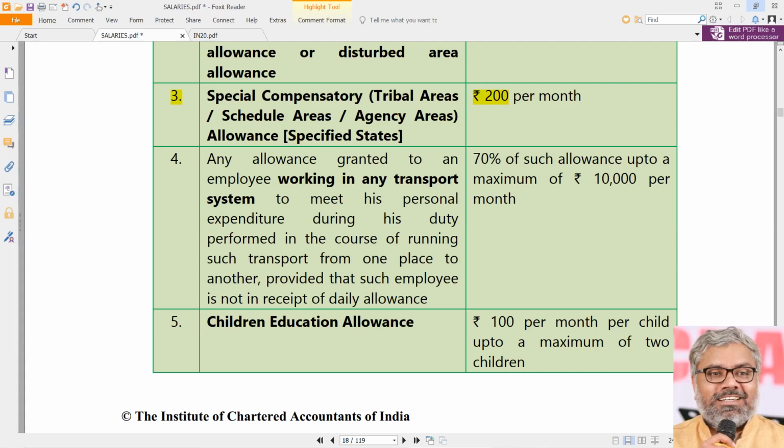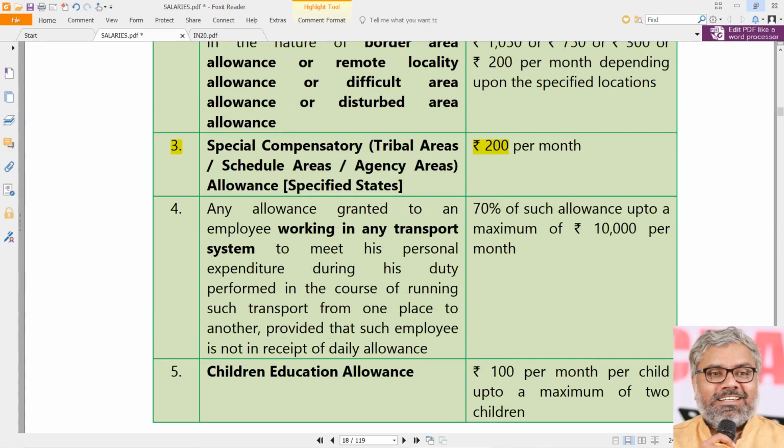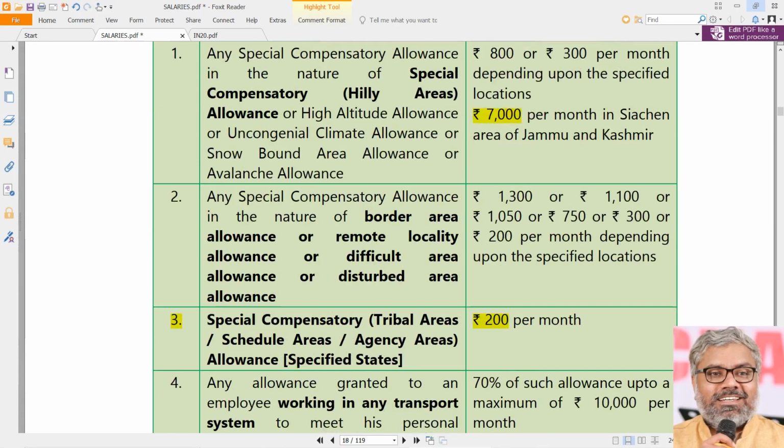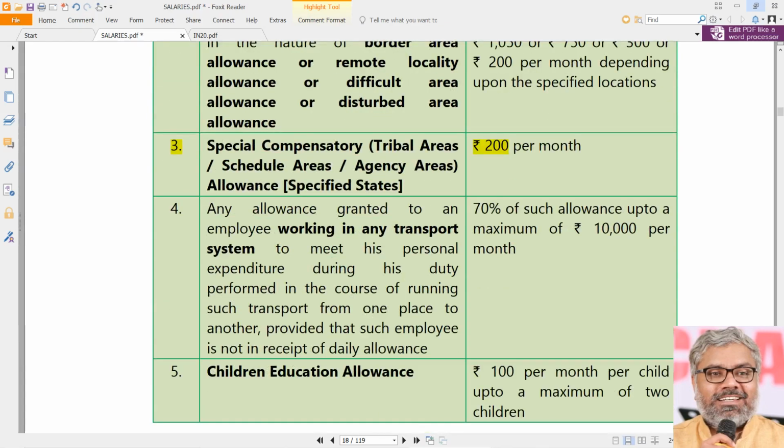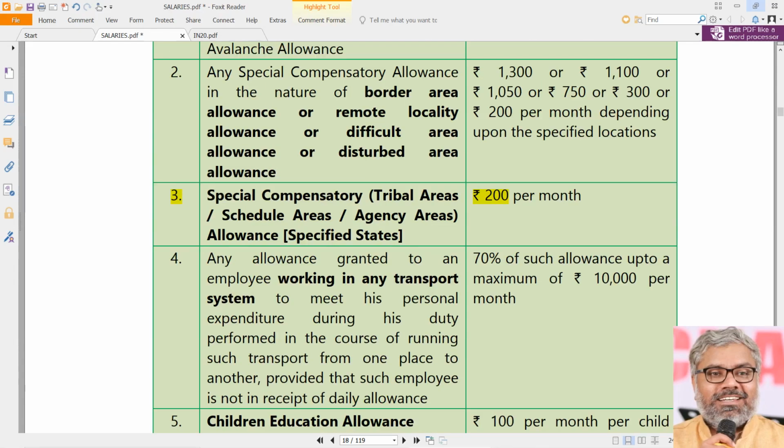Tribal area allowance, yes. We can call this tribal area allowance simply. Tribal area allowance exemption is how much? 200 rupees per month. That's it. That is the amount of exemption. How much they are receiving, we don't know. That will be given in the question. Whatever the amount the SSC receives, exemption is given 200 rupees per month. Just for example, if the SSC receives 500 rupees per month as a tribal area allowance, 200 per month will be exempt, 300 per month will be taxable.